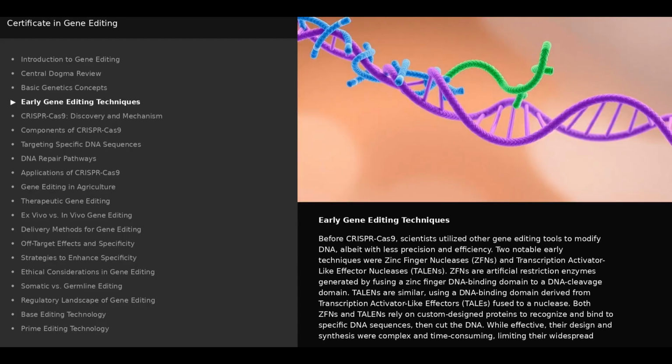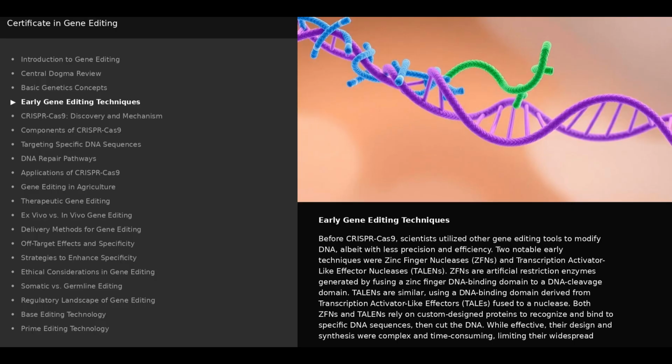Early gene editing techniques. Before CRISPR-Cas9, scientists utilized other gene editing tools to modify DNA, albeit with less precision and efficiency. Two notable early techniques were zinc finger nucleases, ZFNs, and transcription activator-like effector nucleases, TALENs. ZFNs are artificial restriction enzymes generated by fusing a zinc finger DNA binding domain to a DNA cleavage domain. TALENs are similar, using a DNA binding domain derived from transcription activator-like effectors, fused to a nuclease.